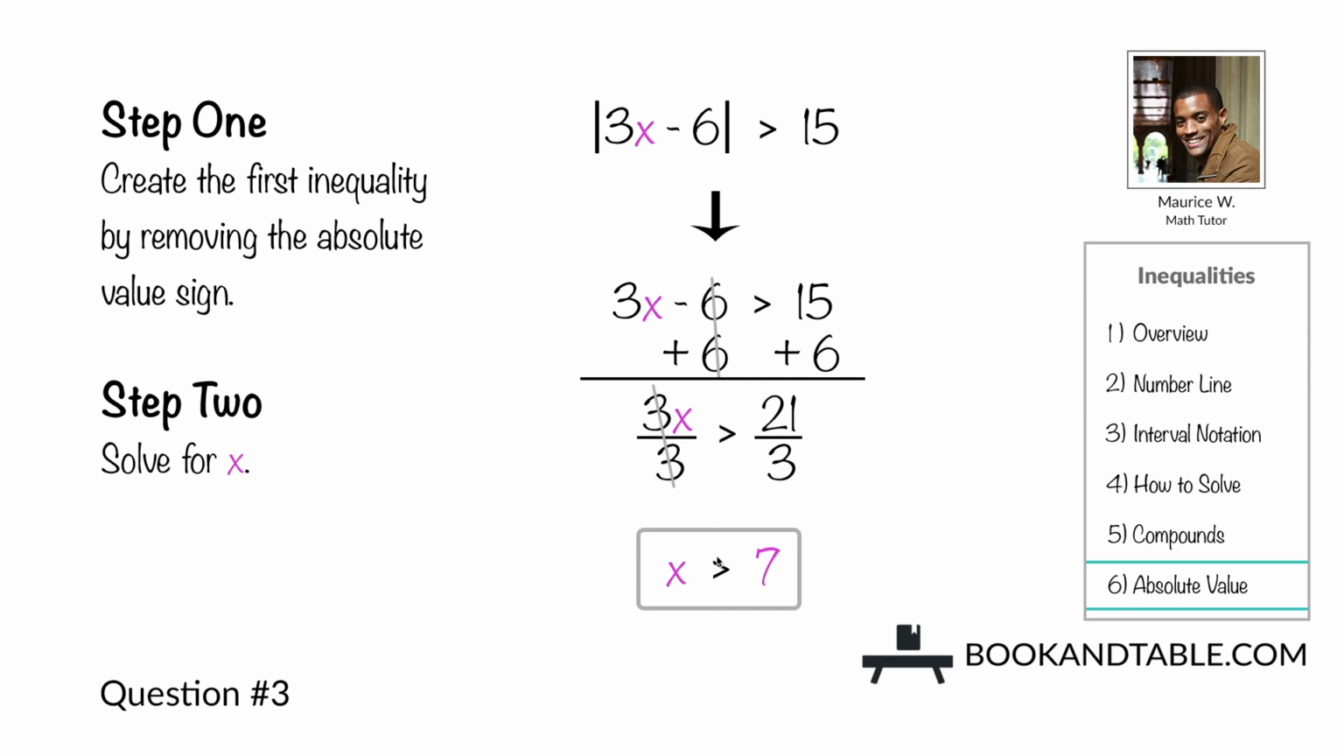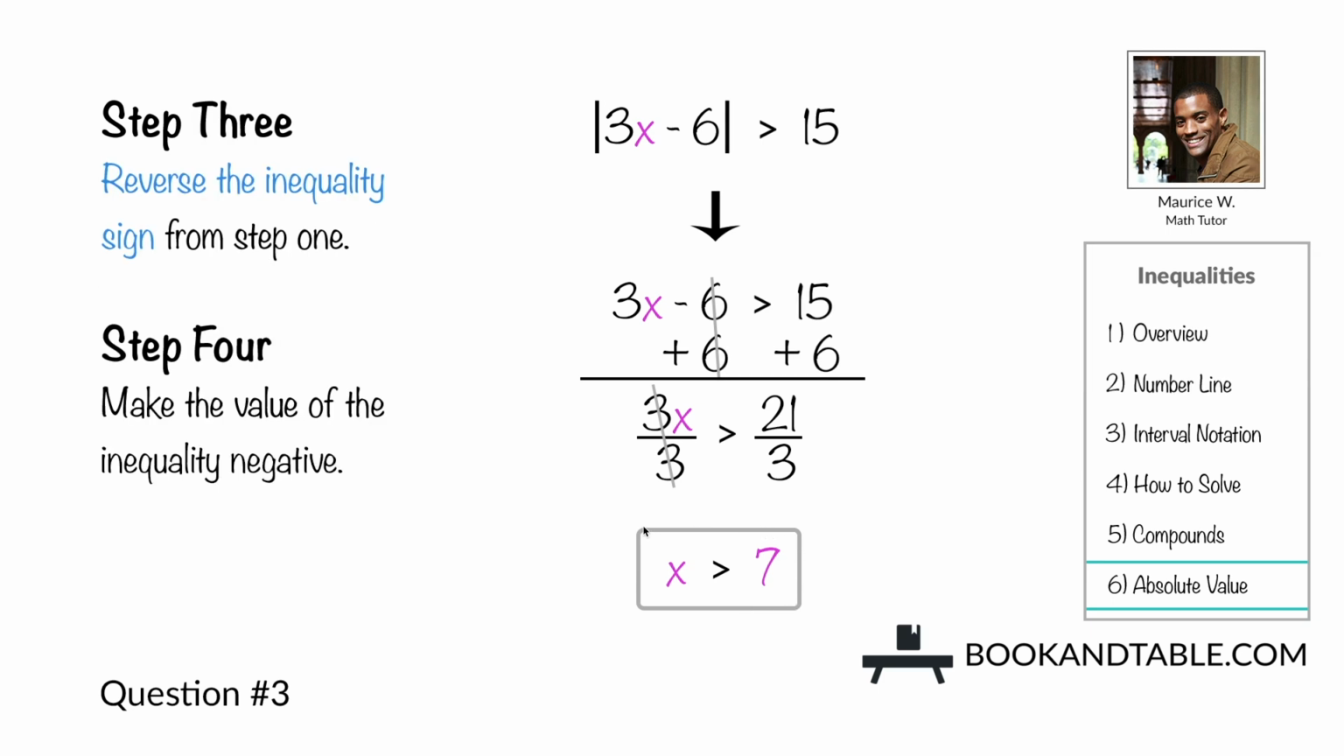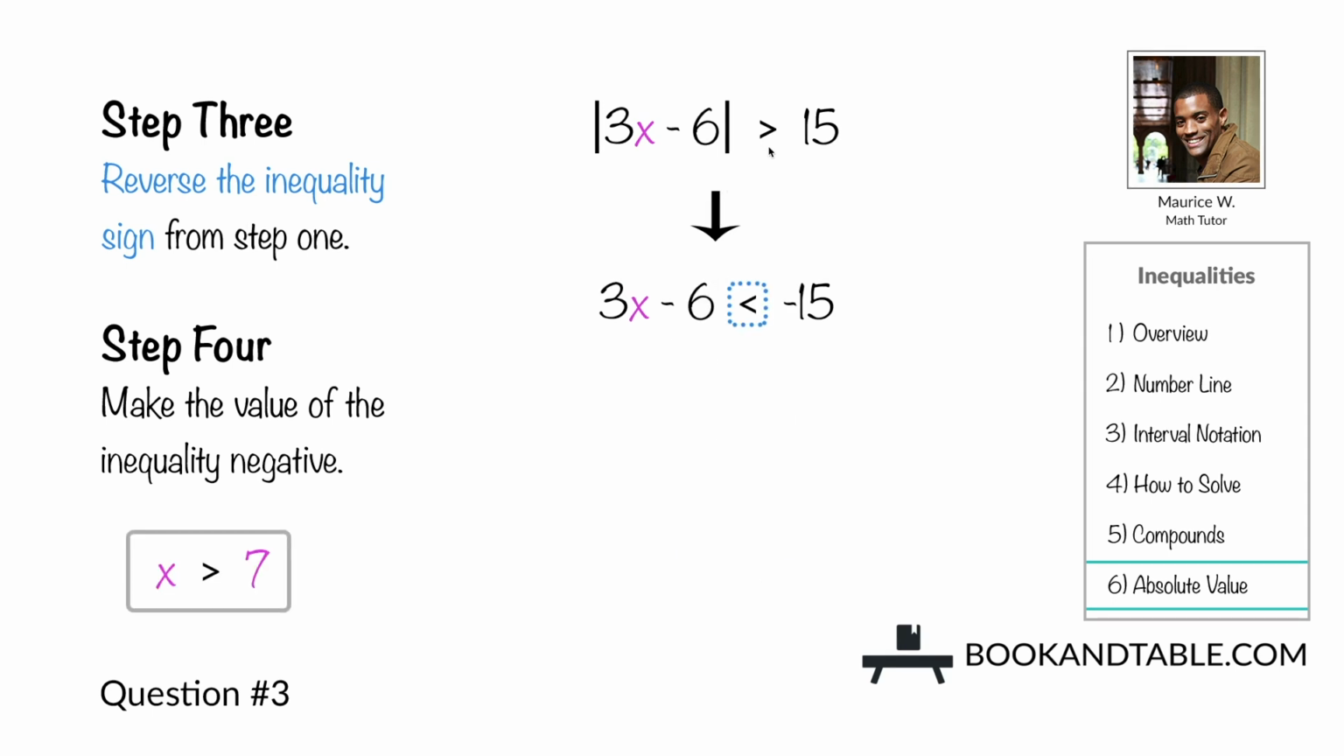And now to remove this coefficient of 3, we divide both sides by 3, giving us x is greater than 21 divided by 3 is 7. So the first interval of our answer is x is greater than 7. And now to find the second interval of our answer, step 3, we want to reverse the inequality from step 1. So from greater than to less than.